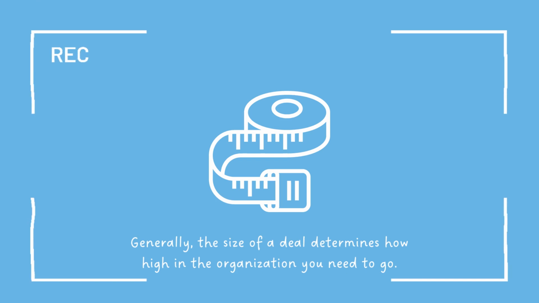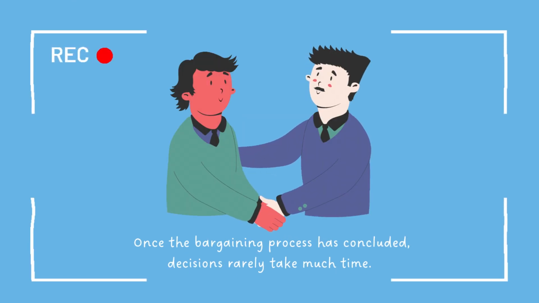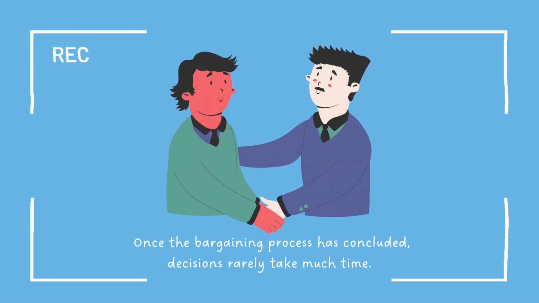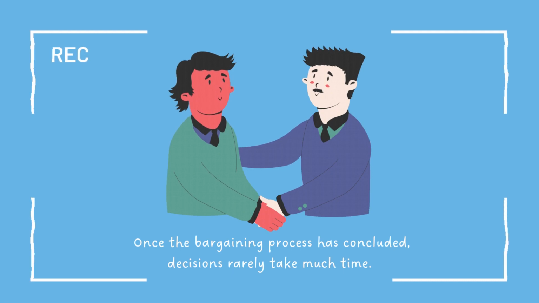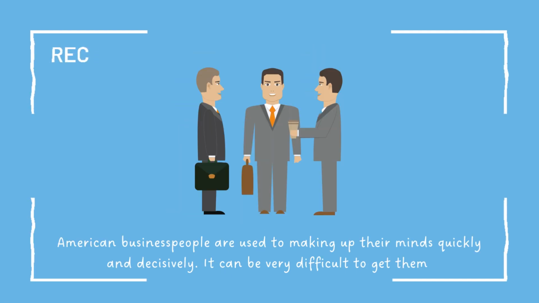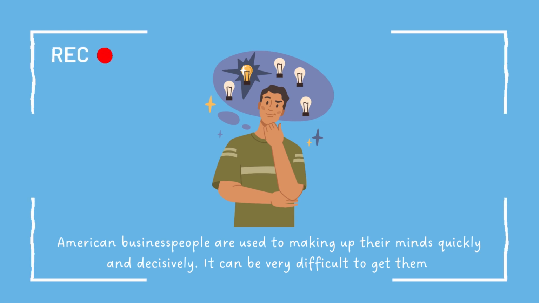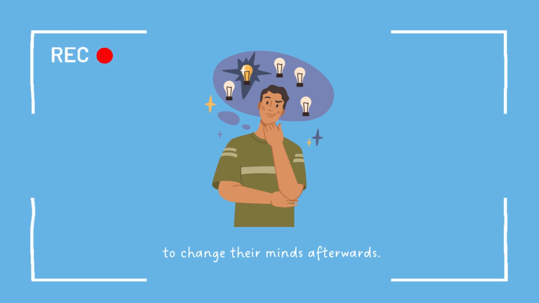Generally, the size of a deal determines how high in the organization you need to go. Once the bargaining process has concluded, decisions rarely take much time. American business people are used to making up their minds quickly and decisively. It can be very difficult to get them to change their minds afterwards.